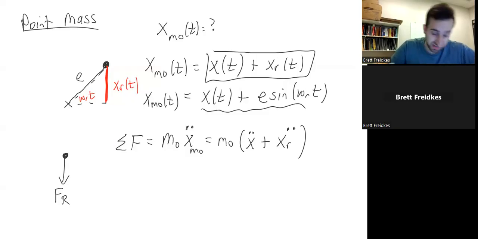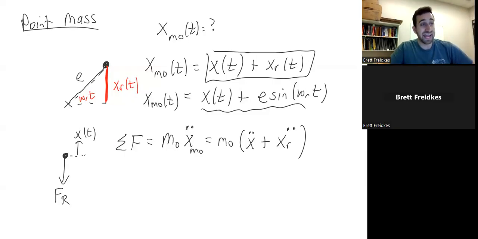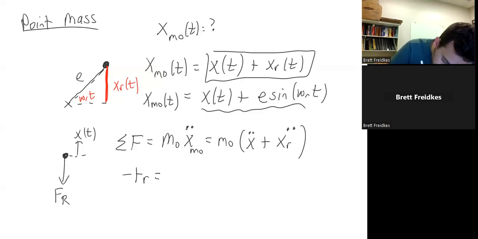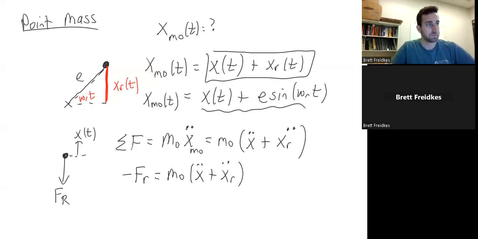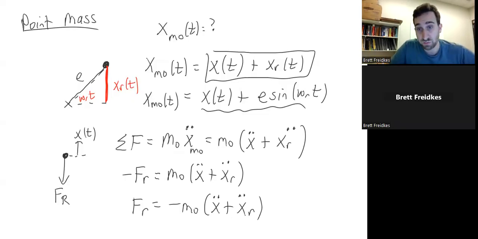So the only forces that are acting on the system, and again, we're assuming it's going up, will be the negative force of the reaction, right? This is going to be negative F_r. This is equal to m naught times (x double dot plus x double dot r). So now I know what F_r is. F_r is going to be negative m naught times (x double dot plus x double dot r). That's my reaction force.